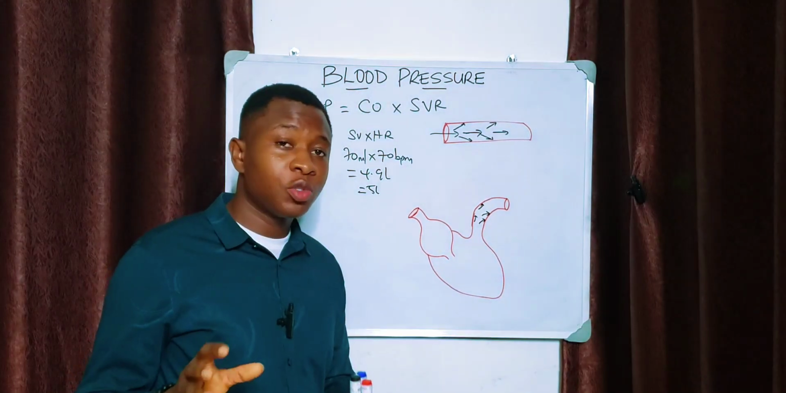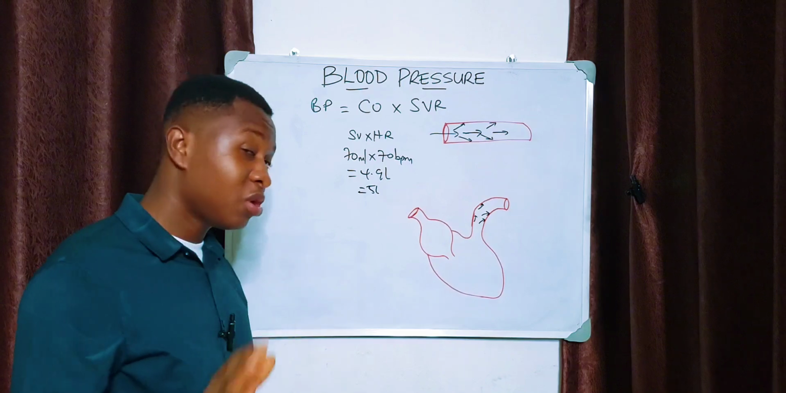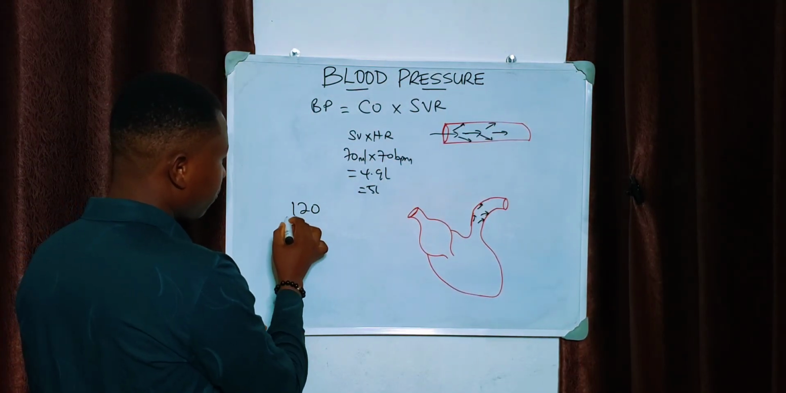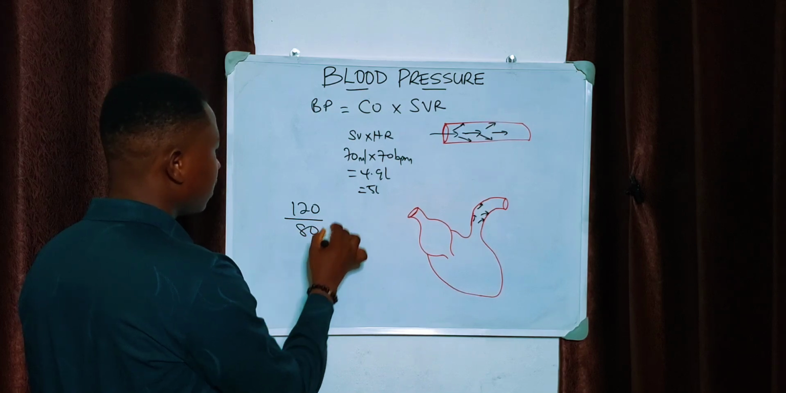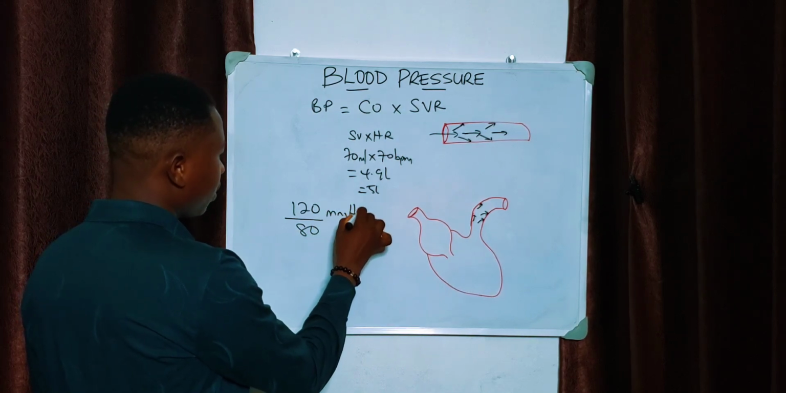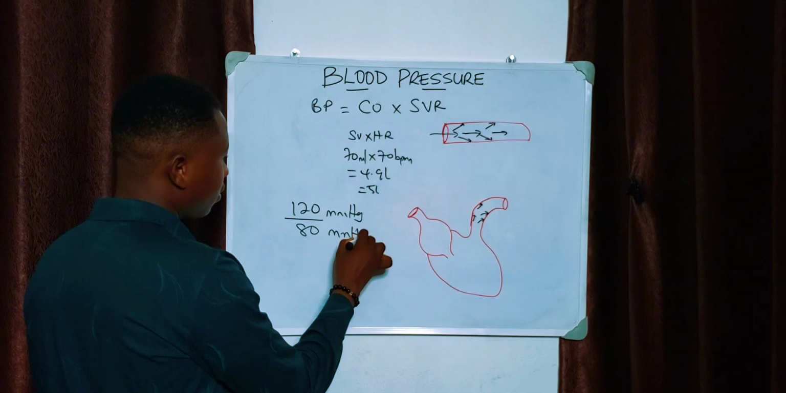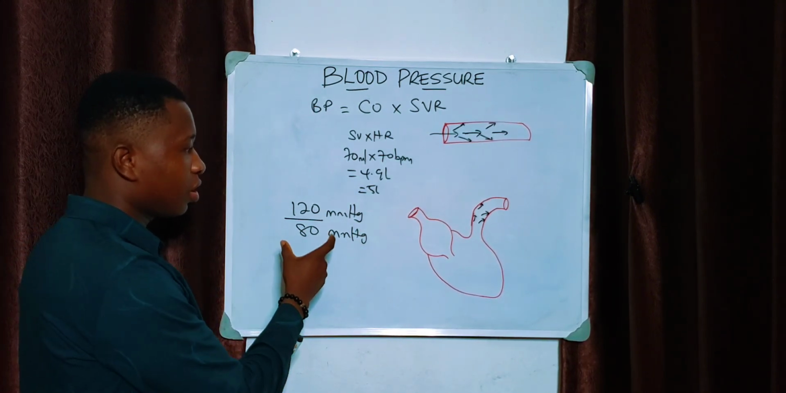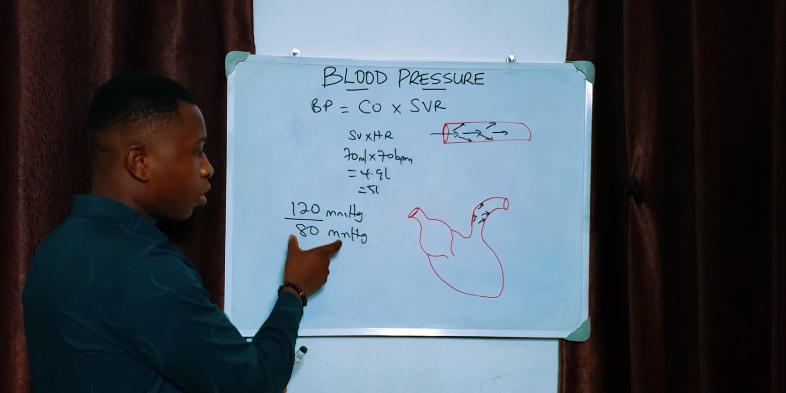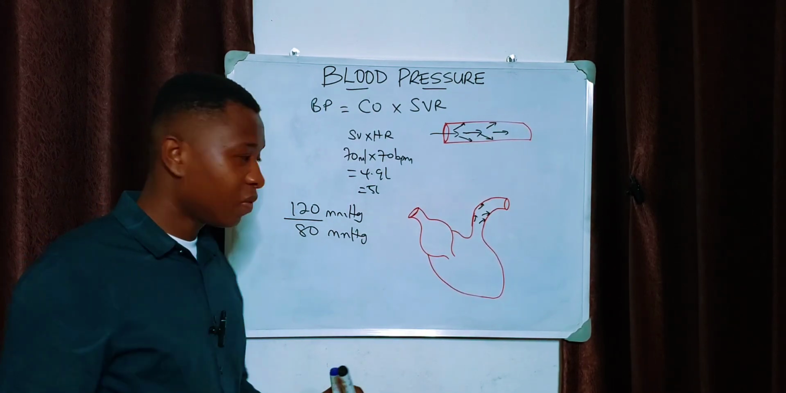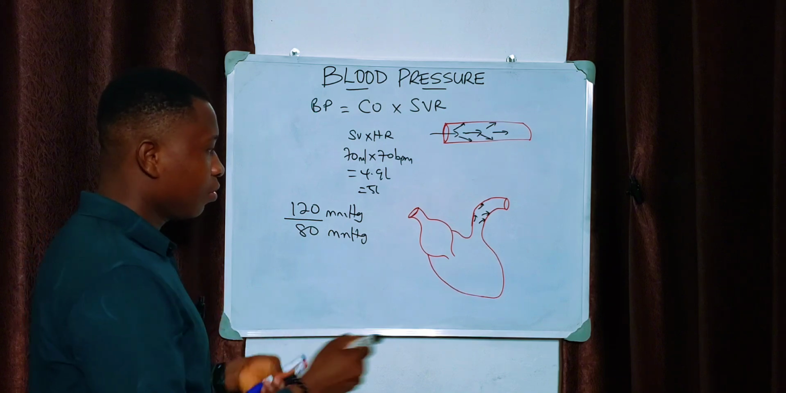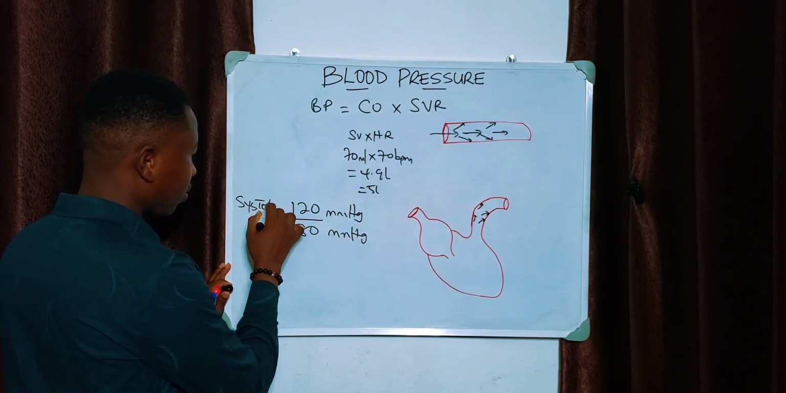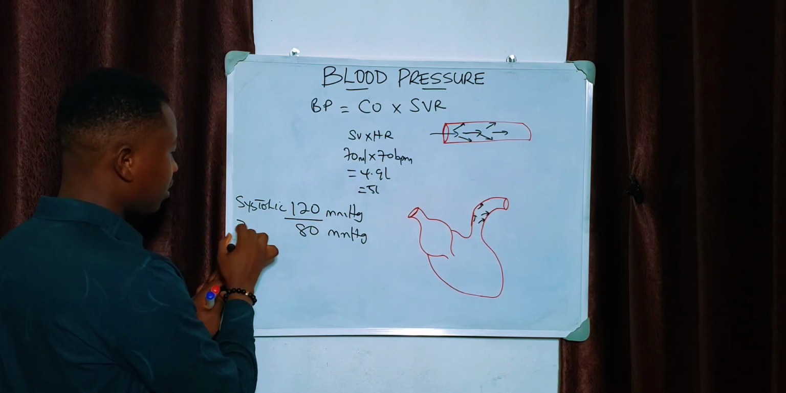The blood pressure is often written as a fraction, but it's not a fraction, neither is it a ratio. The average blood pressure is 120 over 80 millimeters of mercury. This is not a fraction, it is just how the blood pressure is written. The upper value is the systolic value, and the lower value is the diastolic value.